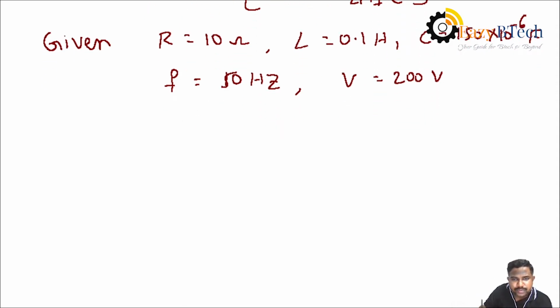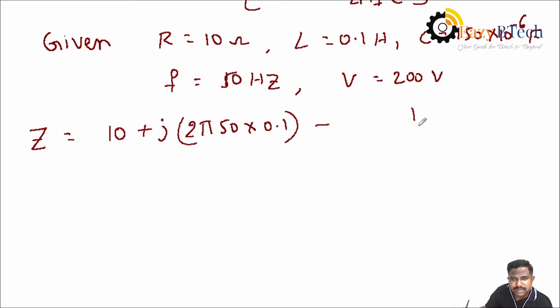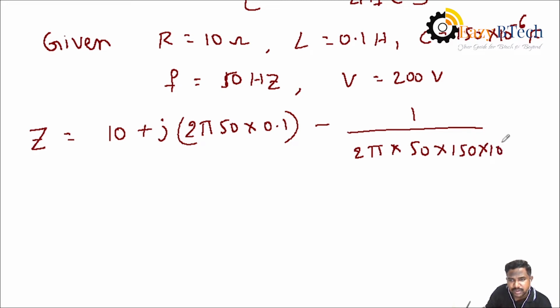All values we know. Then find out the total impedance of the given circuit. What is the R value? 10 plus j. You can replace the values of R, L, C in the impedance equation. That is j into 2 pi f, f means 50, into L value 0.1, minus 1 by omega C. That is 2 pi f C, 2 pi into f means 50 into C value 150 into 10 power minus 6.